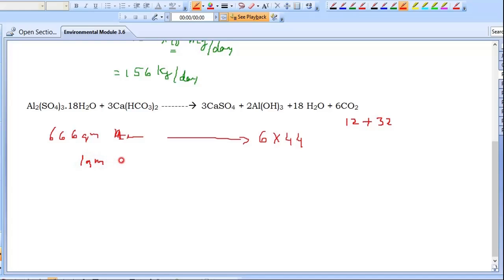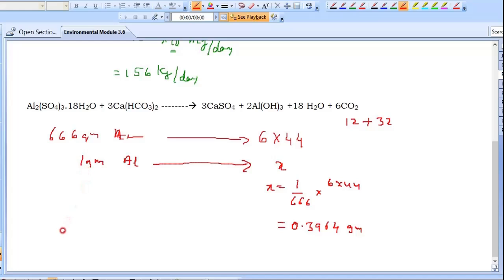1 gram of alum means how much? That is your x gram. Then x equals 1 divided by 666 into 6 into 44. Then this comes to be 0.3964 gram. We will make this in grams because I have worked with 1 gram here. Therefore, I can make it mg also. Then I got 1 mg of alum produces 0.3964 mg of CO2.